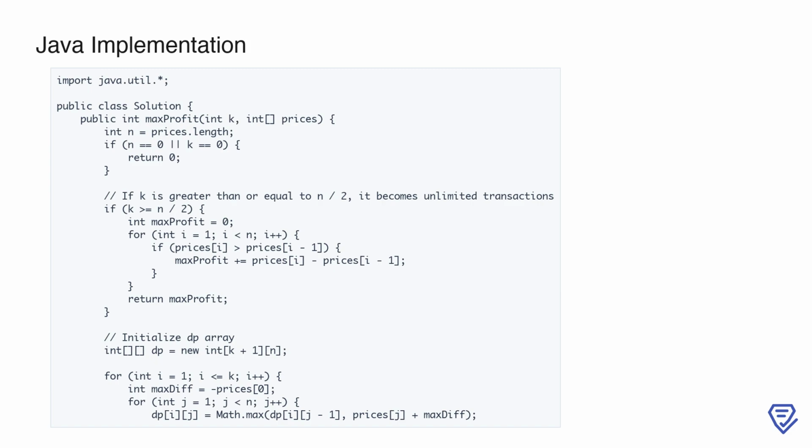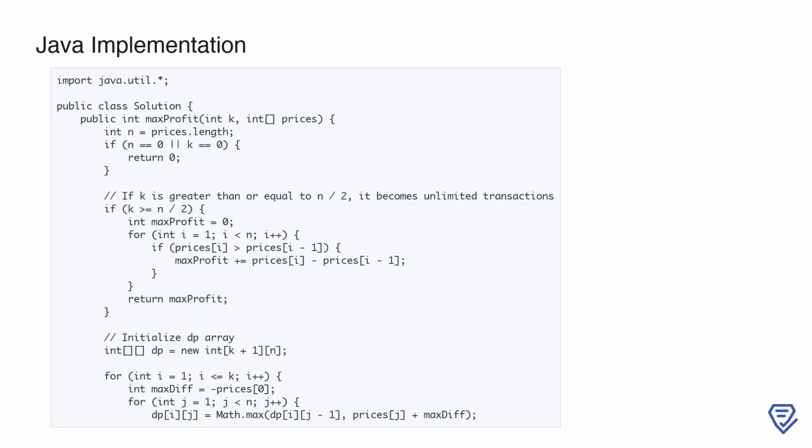Next, we handle an edge case where k is greater than or equal to half the number of days, which essentially means we can make unlimited transactions. In this case, we iterate through the price array and add up all positive price differences between consecutive days to calculate the maximum profit, which is then returned. If this condition isn't met, we proceed to initialize a 2D dp array where dp[i][j] represents the maximum profit achievable with i transactions up to day j.